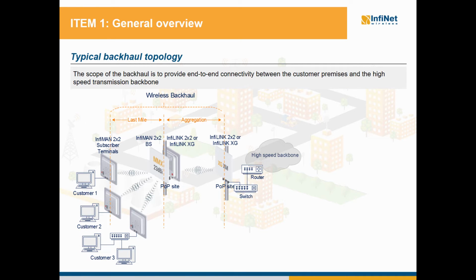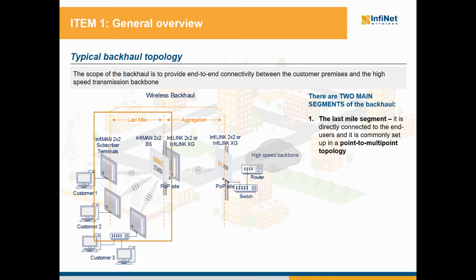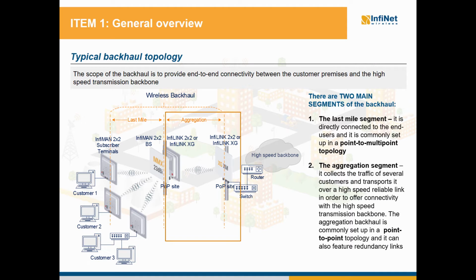Let's begin with a brief overview of the backhaul topology. The scope of the backhaul is to provide end-to-end connectivity between the customer premises and the high-speed transmission backbone, as we can see in the picture. The backhaul structure includes 2 main segments. First, we have the last mile segment, which is directly connected to the end users, and it is commonly set in a point-to-multipoint topology. Next, we have the aggregation segment that collects the traffic from several customers and has the scope to ensure a high-speed and reliable connection up to the transmission backbone. The aggregation backhaul is commonly set in a point-to-point topology and it can include also redundancy links.